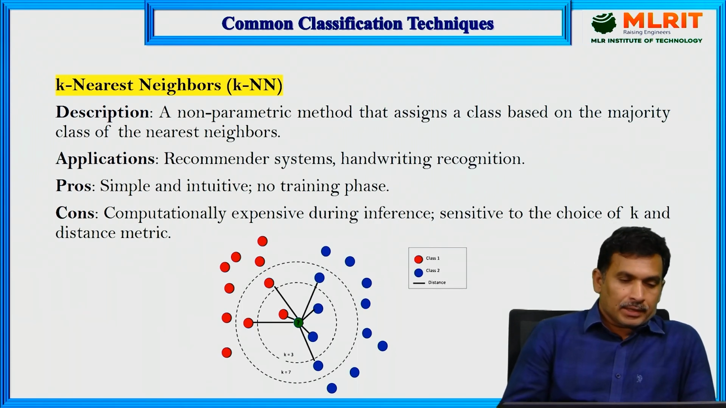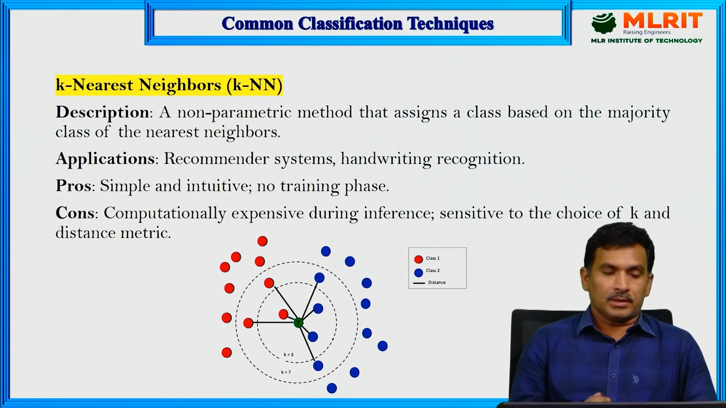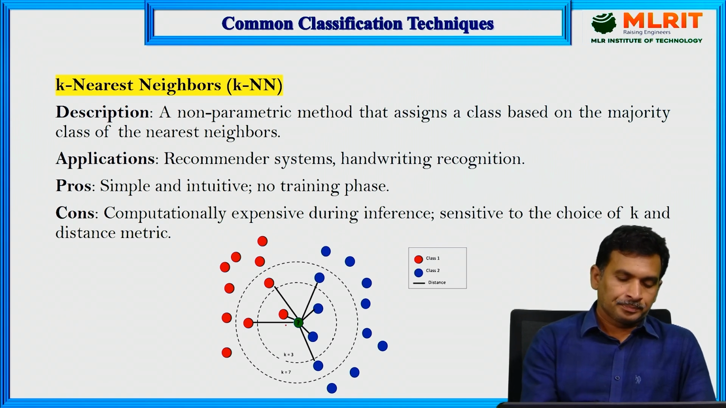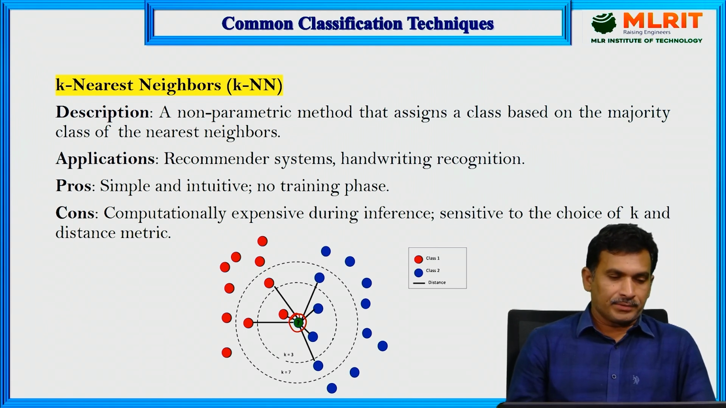The next classification technique is k-nearest neighbor, which is a very simple non-parametric method that assigns a class based on the majority class of the nearest neighbors. For example, here the middle green data point represents an unknown sample. We have to find out which class this particular new sample belongs to by using k-nearest neighbor.